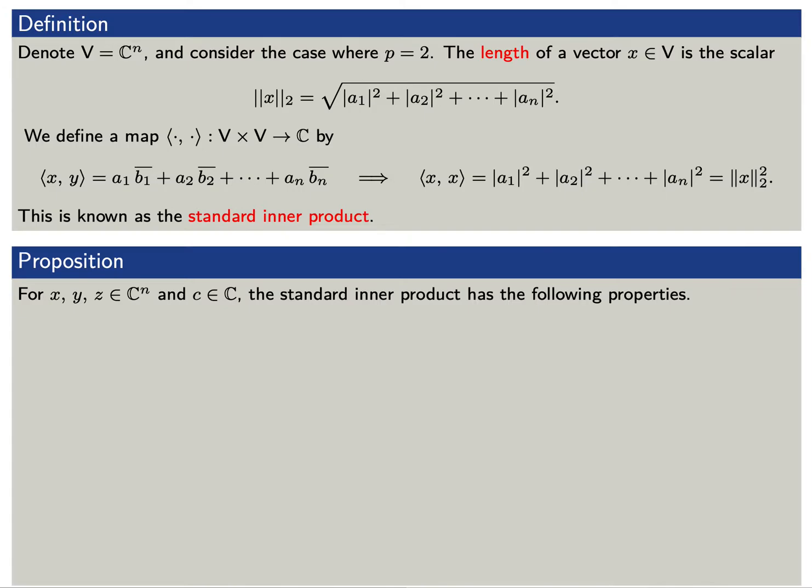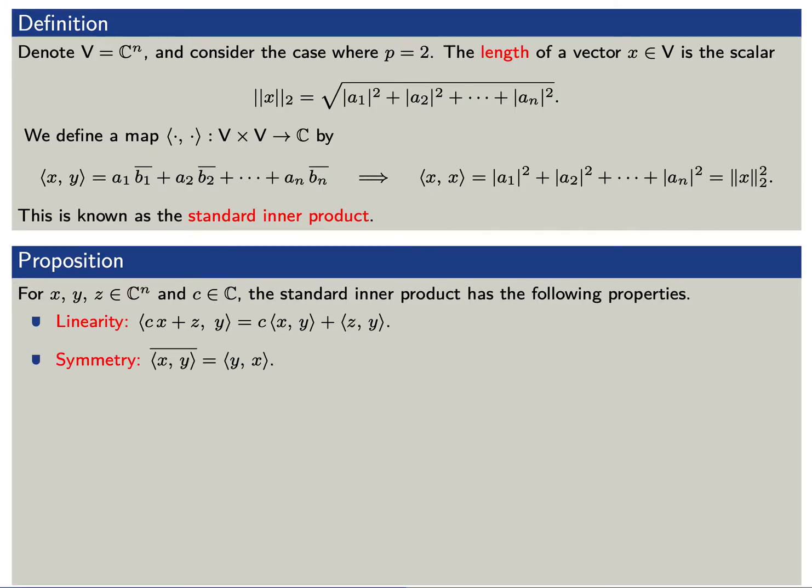Given three vectors x, y, and z in our n-dimensional space and a scalar c, the inner product has the following properties. First, there is linearity. That is, the inner product of cx plus z and y is the scalar c times the inner product of x and y plus the inner product of z and y. Next, we have symmetry. That is, the complex conjugate of the inner product of x and y is just the inner product of y and x.